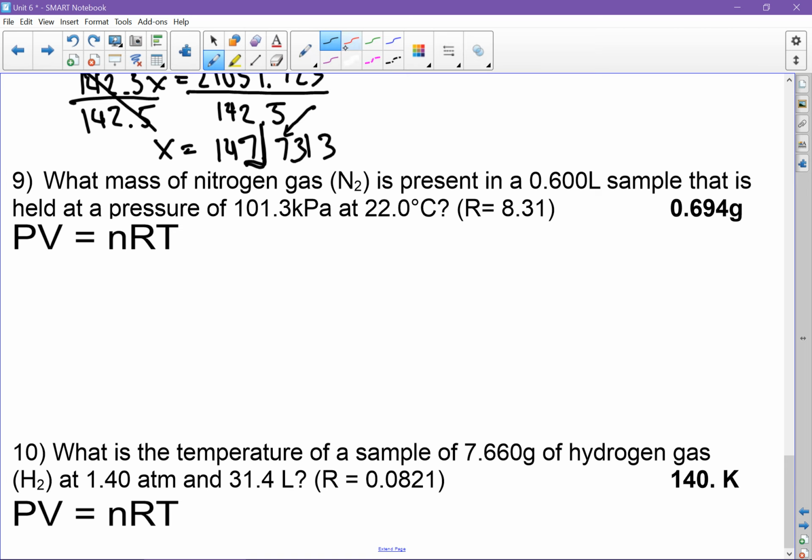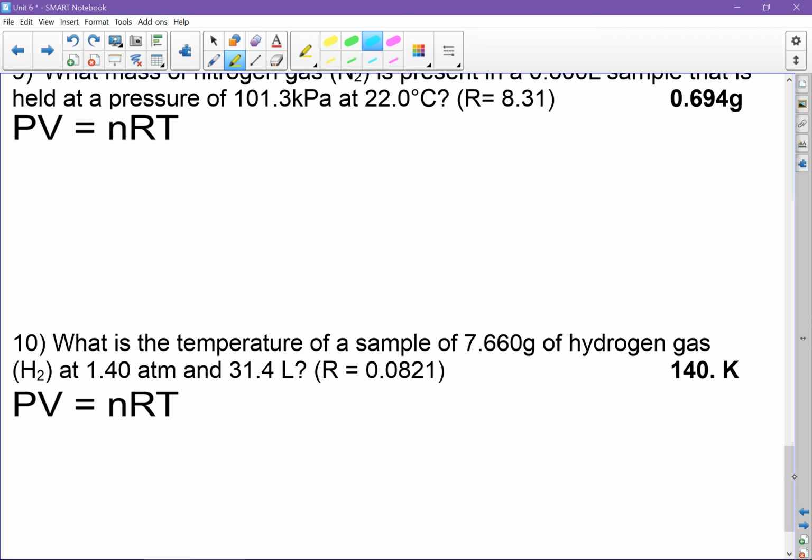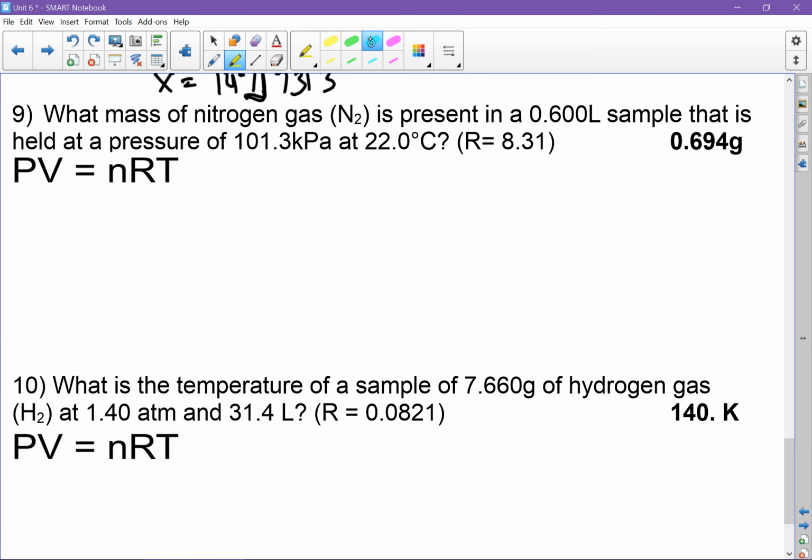Okay, number 9's a little bit tricky, so let's start. Go ahead and write the formula and then highlight all your numbers. So I see this, this, this, this. The question says what mass. Now there's no mass in our formula, but the closest thing is moles. So that means that the N, the number of moles, is what we don't know. So we're going to put everything else in and I'll show you how that works.